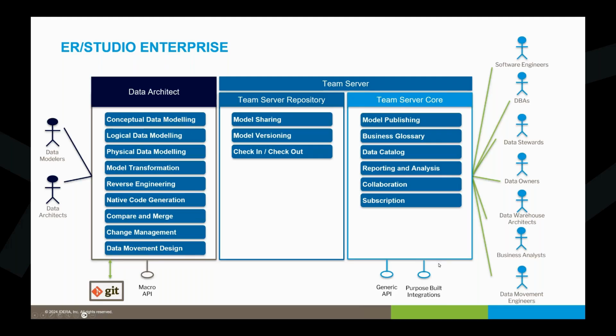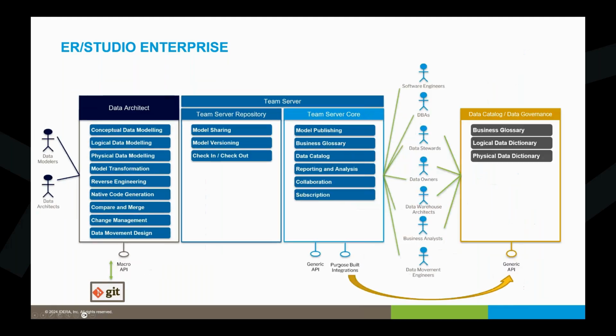The other thing Team Server Core does is, through purpose-built integrations, we have an integration to leading data catalog and data governance applications. The two we presently support are both Collibra and Purview. There are other data catalogs on the roadmap, and be sure to talk to your sales representative or account executive, and I'll have a link to that or a way to contact them on the last slide if you want more information on anything I'm talking about or on these integrations to our data catalog and data governance applications.